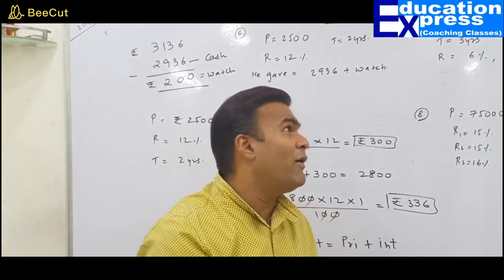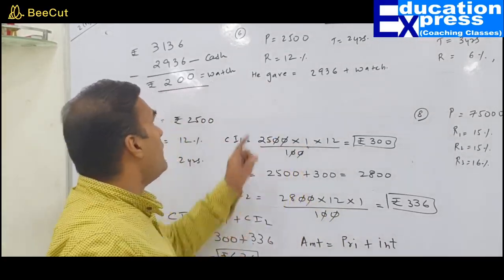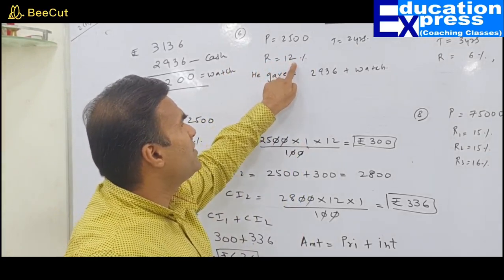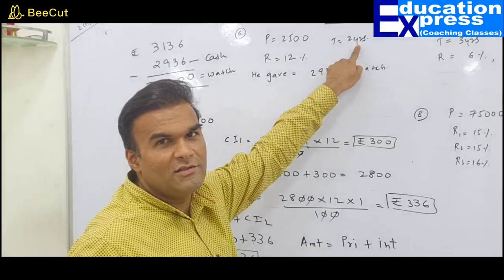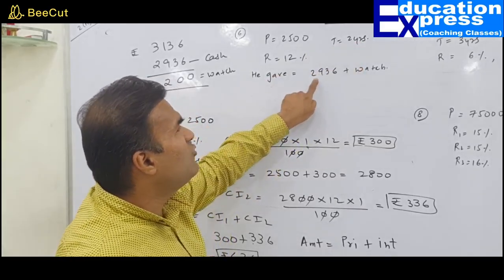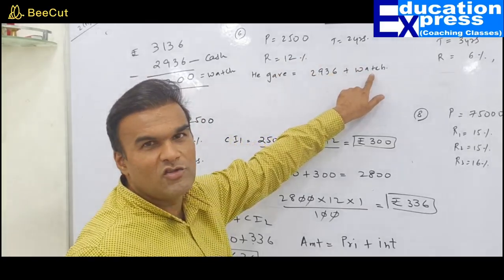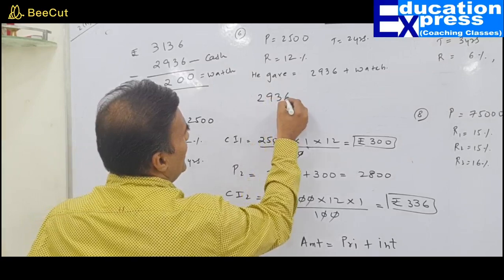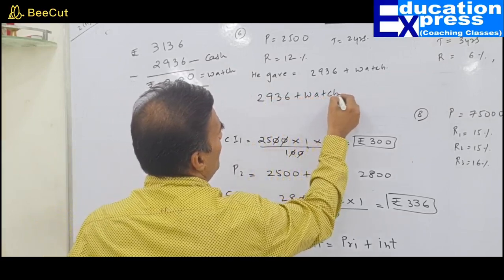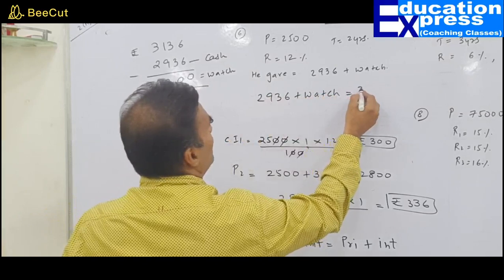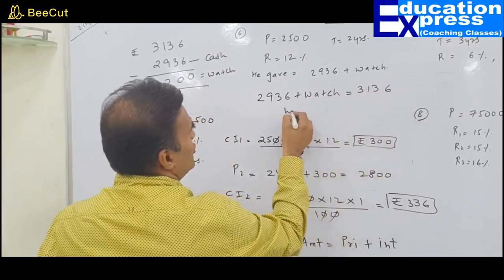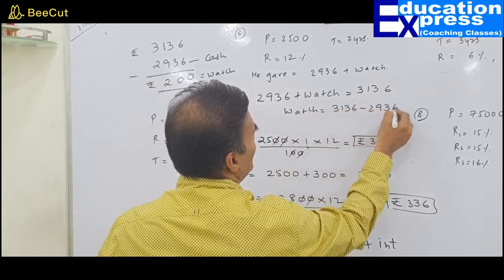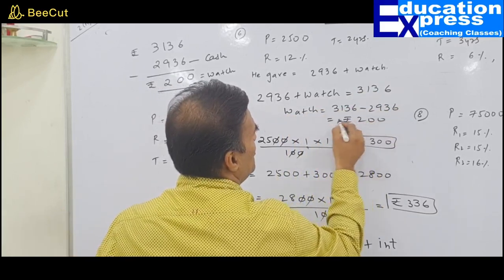Exactly, we have the same question as the sixth question. Borrowed 2,500 at the rate of 12% for 2 years. He gave me 2,936 plus a watch. So basically, he gave me 2,936 plus a watch to clear my debt of 3,136. So the watch would be for 3,136 minus 2,936, that is rupees 200.